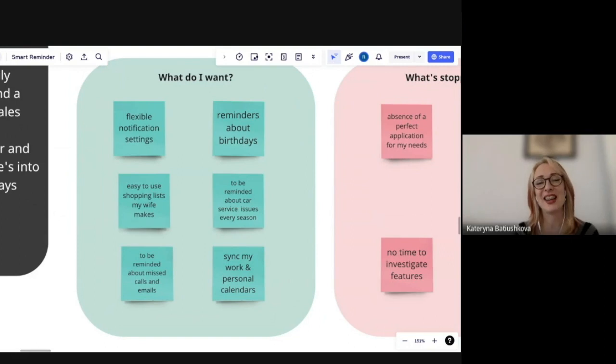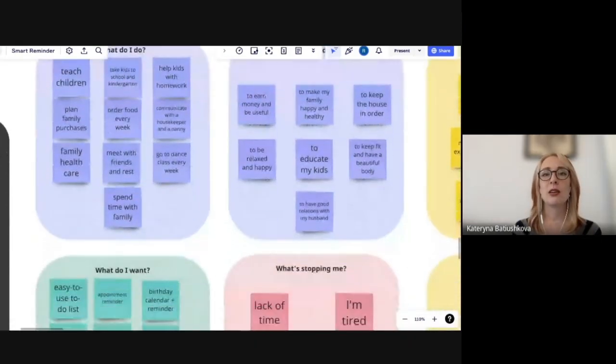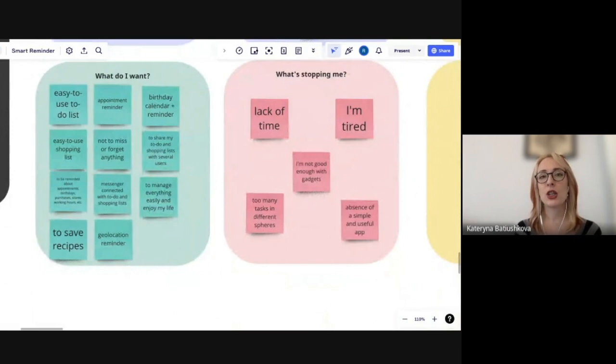Yeah, you're right. And our second persona, a woman, also plans purchases and orders groceries once a week. And she wants to make an easy shopping list and share it with a group of people. She also wants to buy missing products on her way home. But she is not good with gadgets, has a lot of tasks in different spheres, and needs time management assistance.